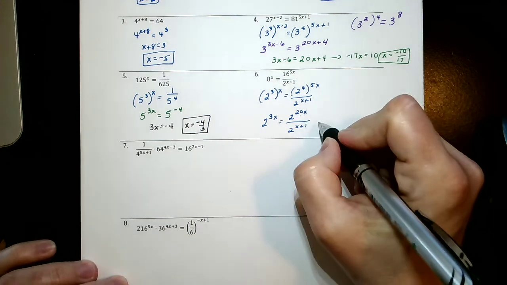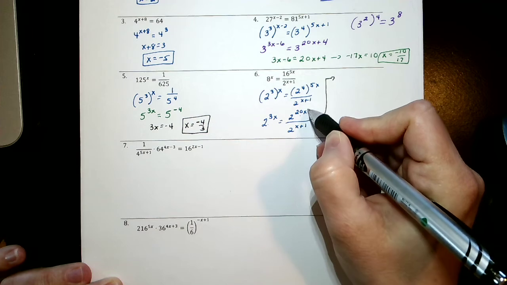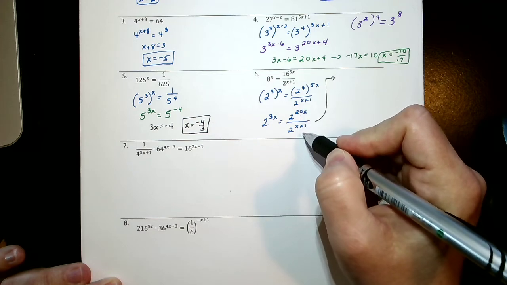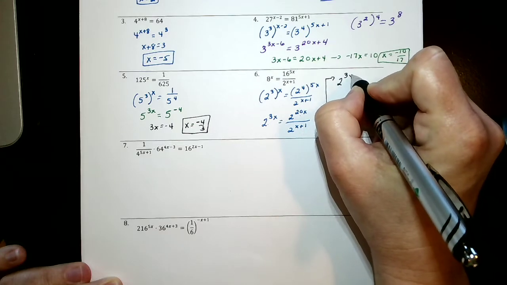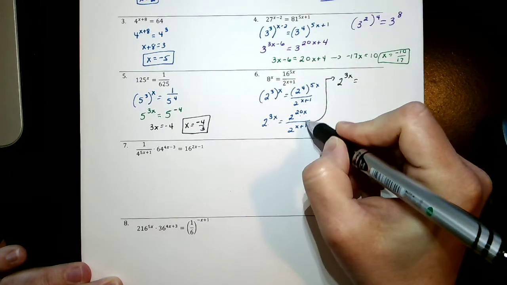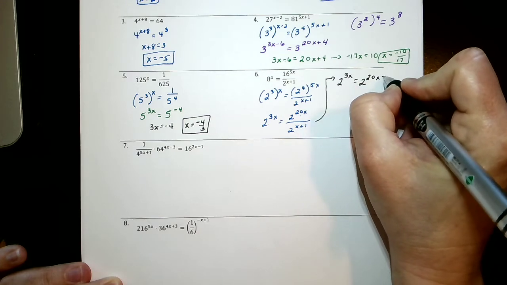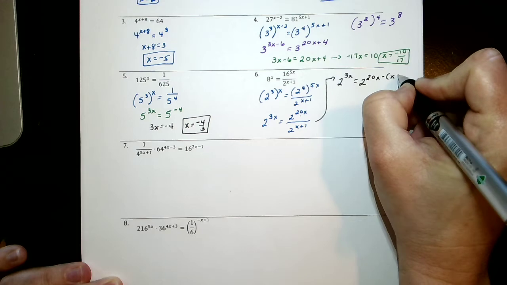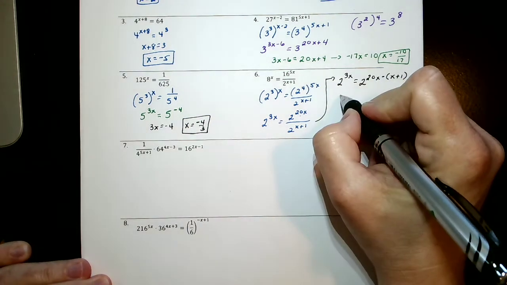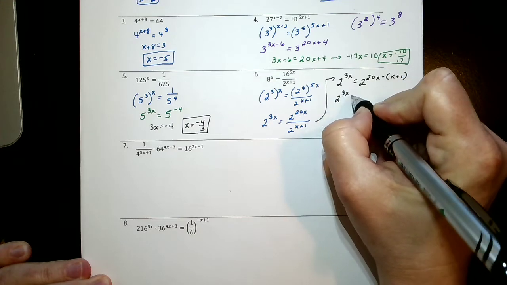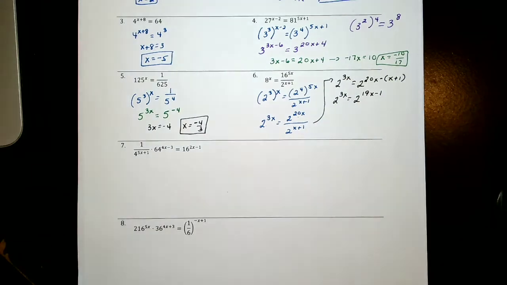I'm going to run out of room, so I'm going to come up here. When we divide powers with the same base, what do we do with our exponents? If you said subtract, you would be correct. So the left is 2 to the 3x, but on the right, I'm going to subtract these exponents. So 2 to the 20x minus (x plus 1). And I wrote it in parentheses so that you know that we have to distribute that negative. So I get 2 to the 3x equals 2 to the 19x minus 1.